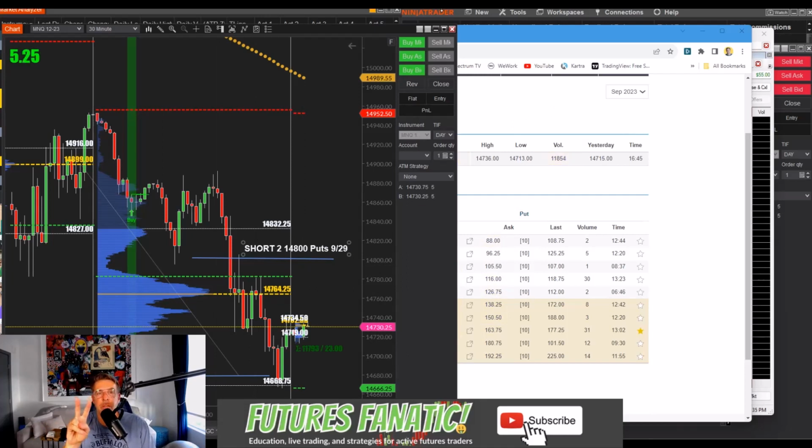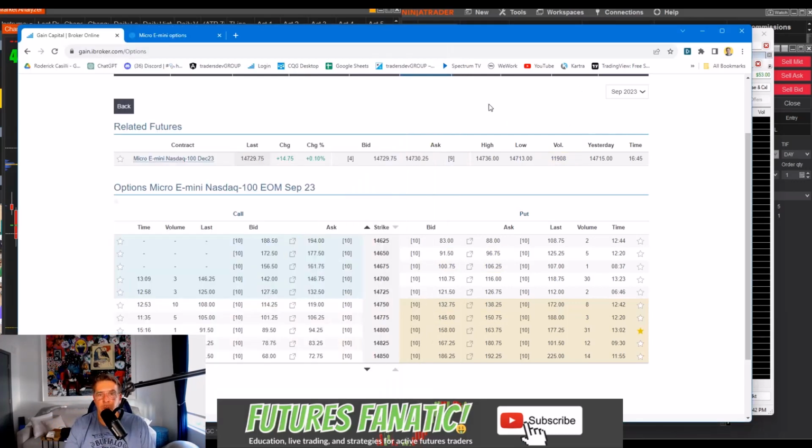In the case of the Nasdaq, it's $2 per point times whatever the price is. So if I sold these at 83, and by the way, generally you're going to sell at the midpoint, but if you really want to get in, obviously you just hit the bid, that would be $166.50. That is what my credit would be if I were to sell the 14,625 puts.